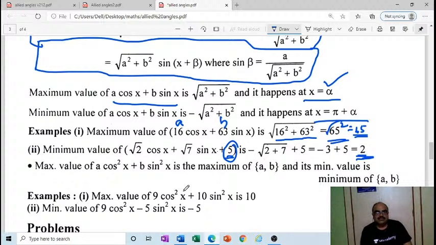Next, for a cos square x plus b sin square x, the maximum value is the maximum of a comma b, and its minimum value is the minimum of a comma b.